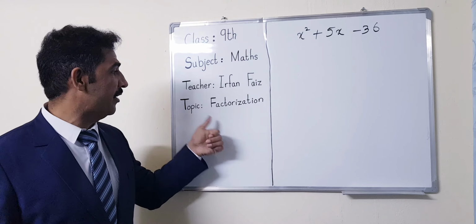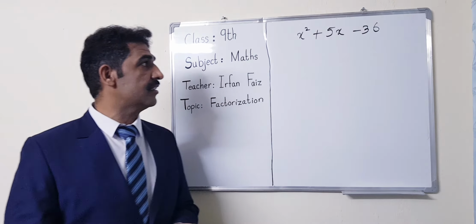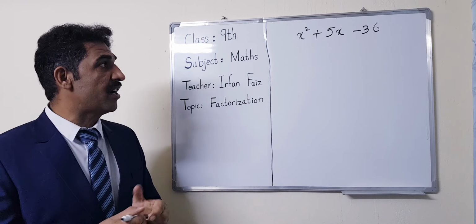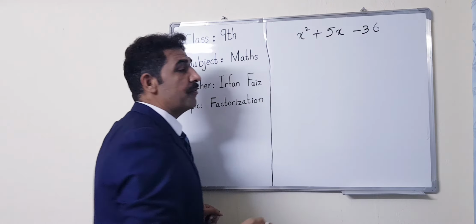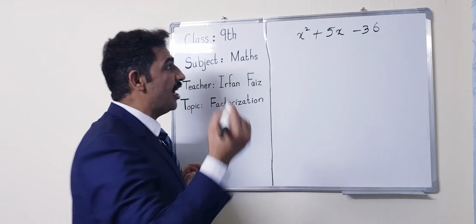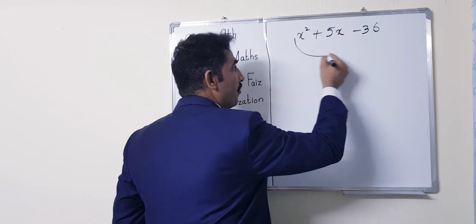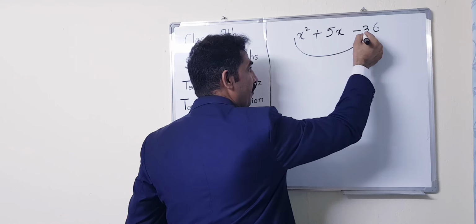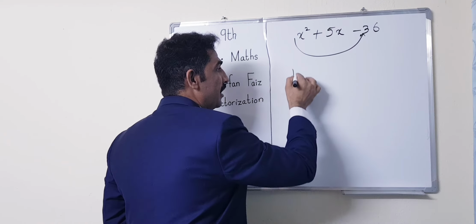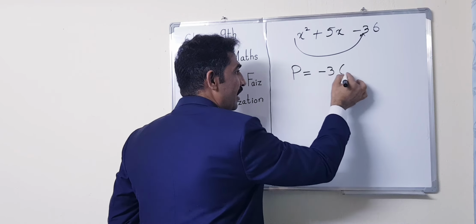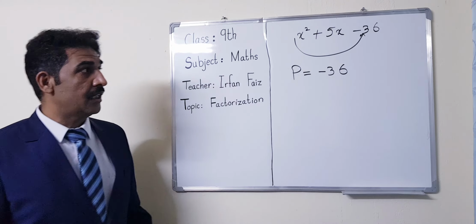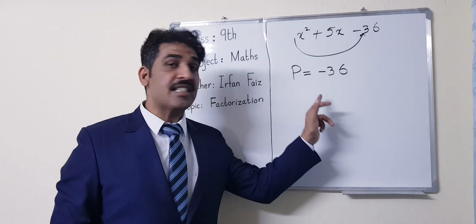Now, our topic is factorization. In the previous lectures, I explained the quadratic equations, the situations when the product is positive. Now, the second type: when you multiply the coefficient of x square and the last term, the product is equal to minus 36. In all the previous questions, the product was positive.